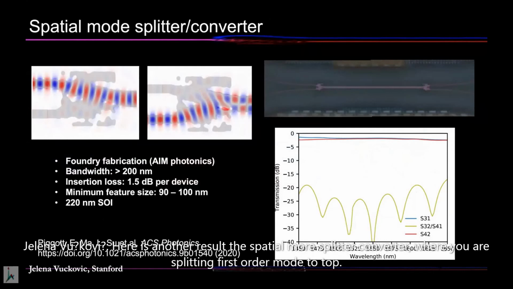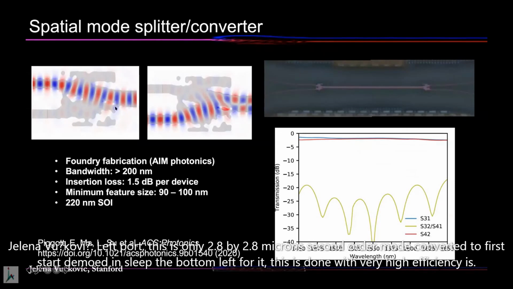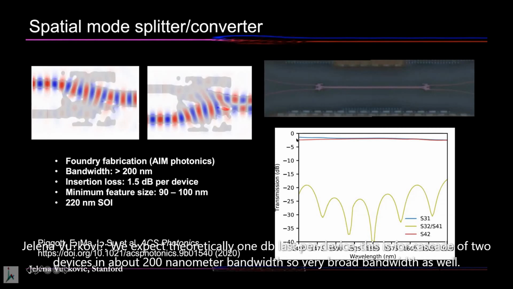Here is another result. This is a spatial mode splitter converter, where you are splitting the first order mode to the top left port. This is only 2.8 by 2.8 microns. The second order mode is converted to the first order mode and split to the bottom left port. This is done with very high efficiencies. We expect theoretically 1 dB loss per device. This is for a cascade of 2 devices in about 200 nanometer bandwidth, so very broad bandwidth as well.